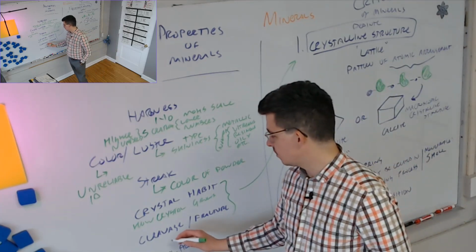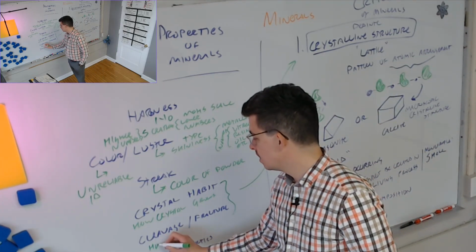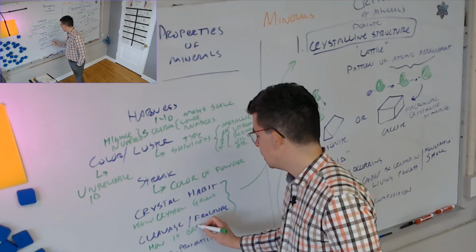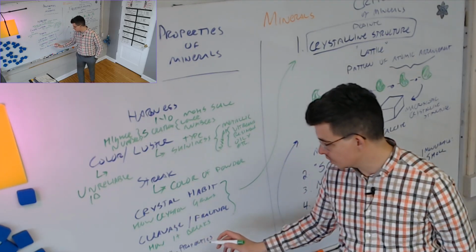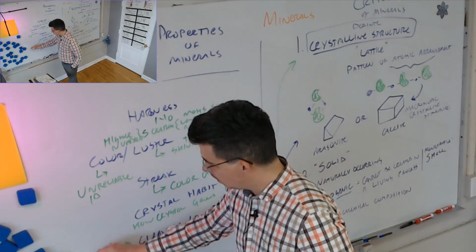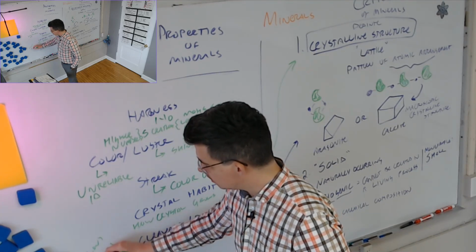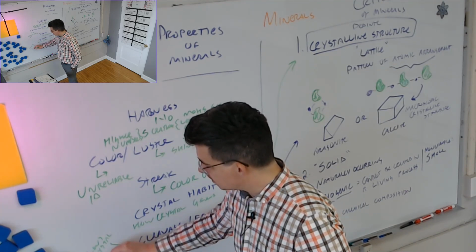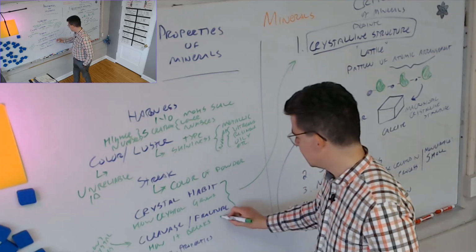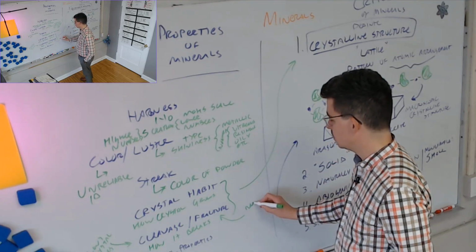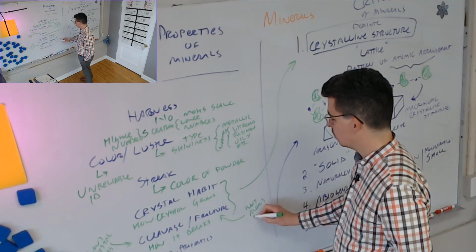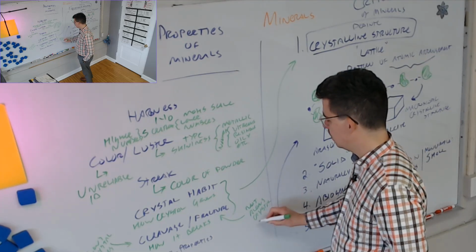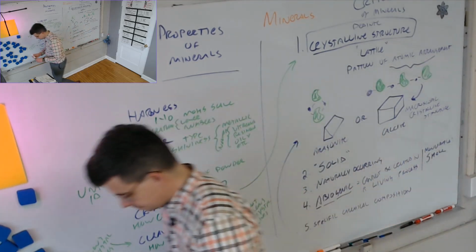And then cleavage and fracture are how a mineral breaks. If it breaks along crystal lines, we call that cleavage. And if it breaks anywhere else, so not along crystal lines, we call it fracture.